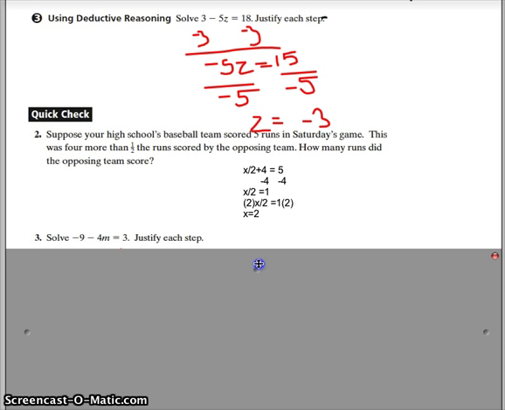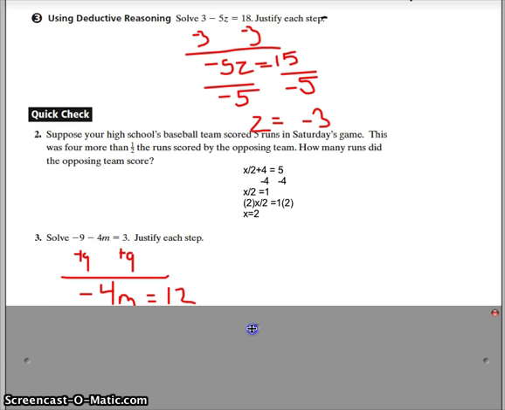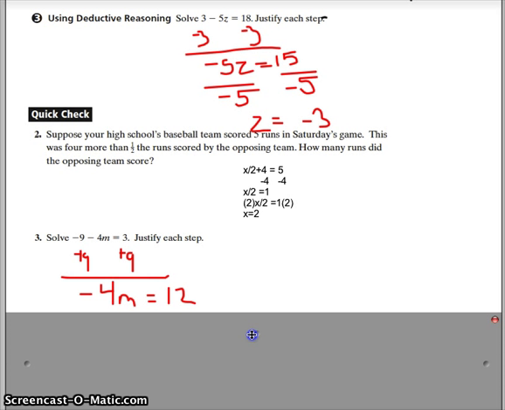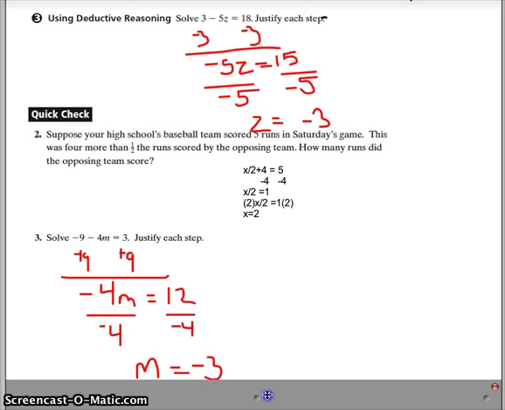Our last example here, we're going to justify each step. Now notice here we have this 9 is a negative. You've got to be careful with your signs here. And we're going to undo this minus 9 by adding 9 first. We're left with a negative 4m equals 12 because we added 9 to the 3. And then we're going to divide both sides by negative 4, and we're left with m as negative 3.